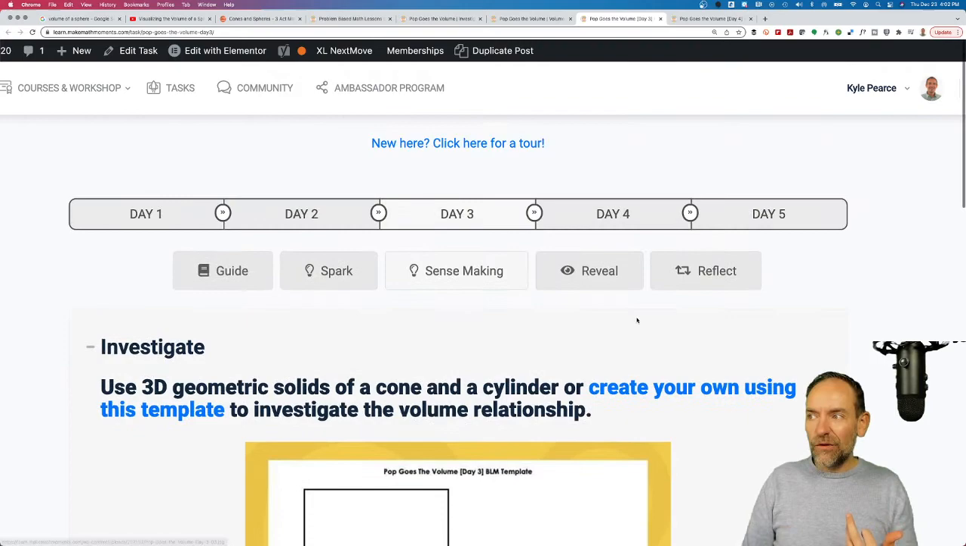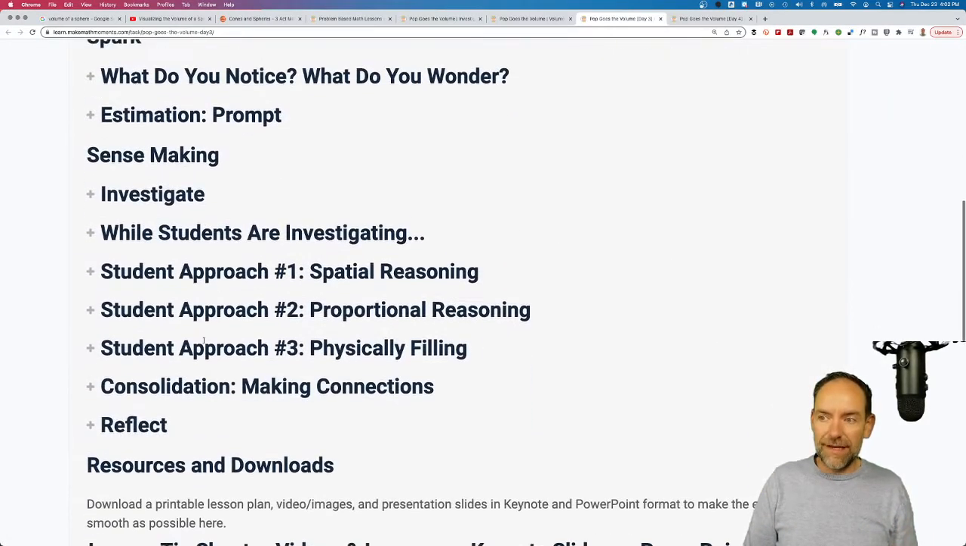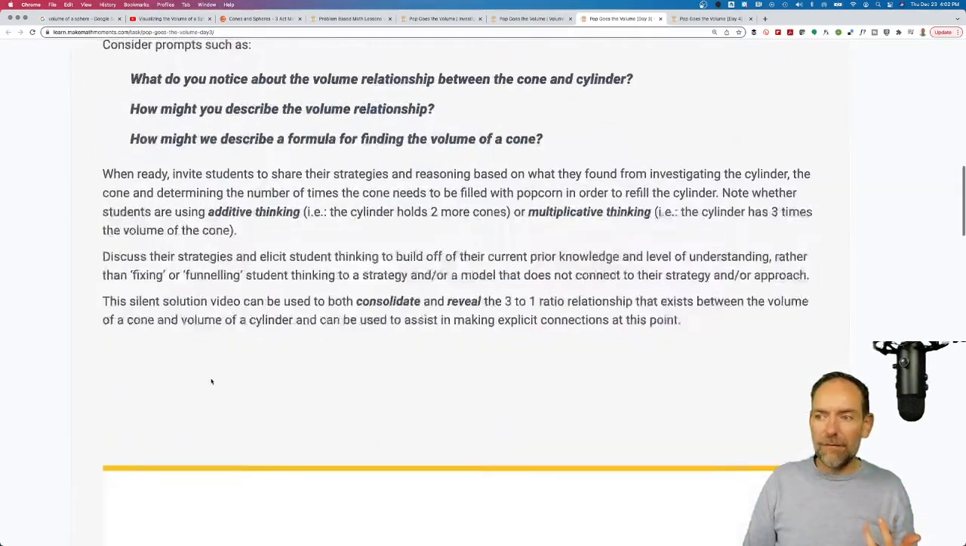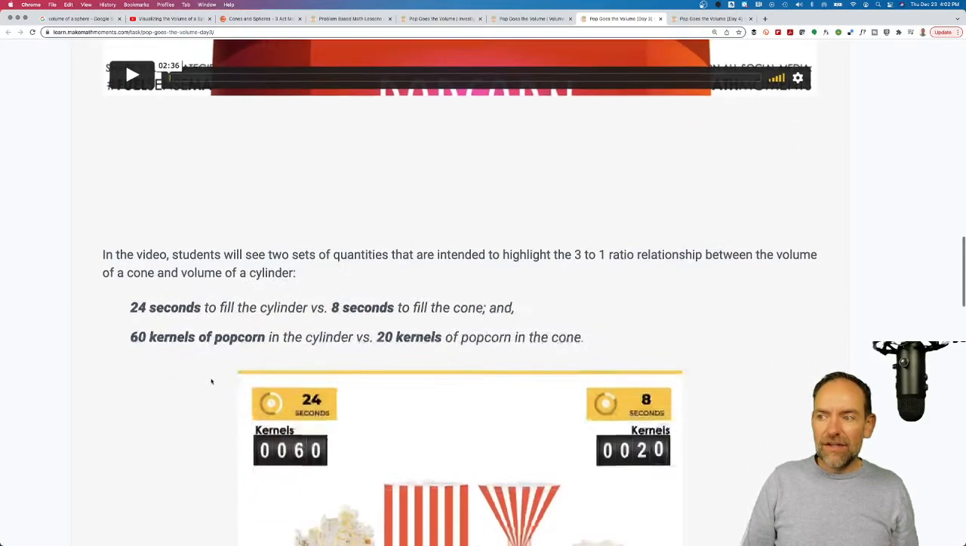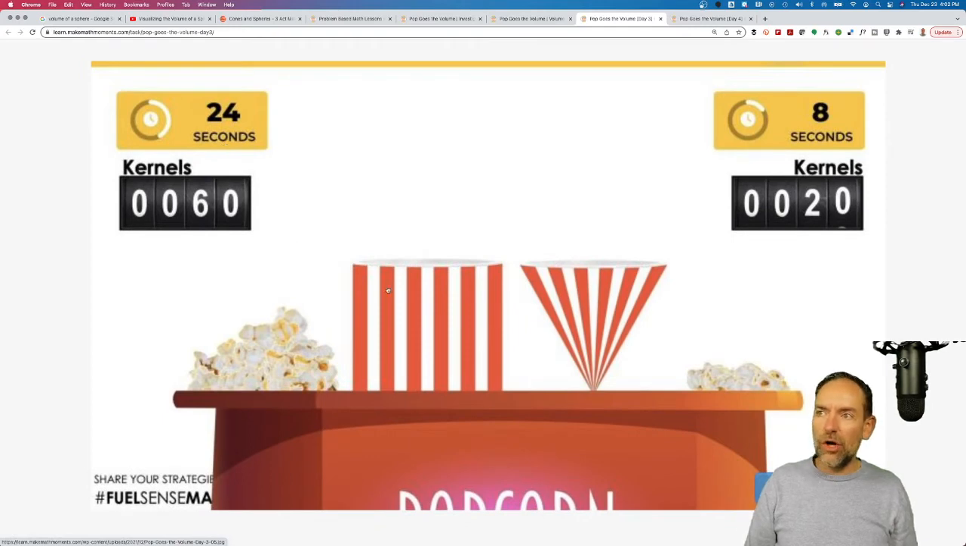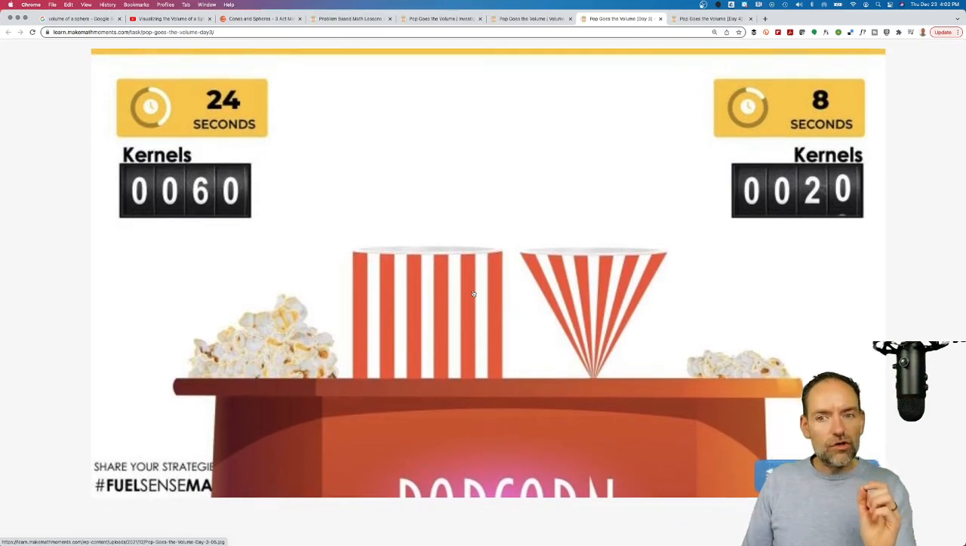As students go through, and as we consolidate, the part in the guide tab that I think is really important is getting down here. You can go through student approaches, but the part that I really think is important is getting students to get this sense. In our reveal video, we show it takes 3 times as long to fill the cylinder than the cone, or 1/3 the time to fill the cone than the cylinder. And also the amount of kernels. There's 3 times as many kernels in the cylinder as in the cone. So we really want to drive home that point.